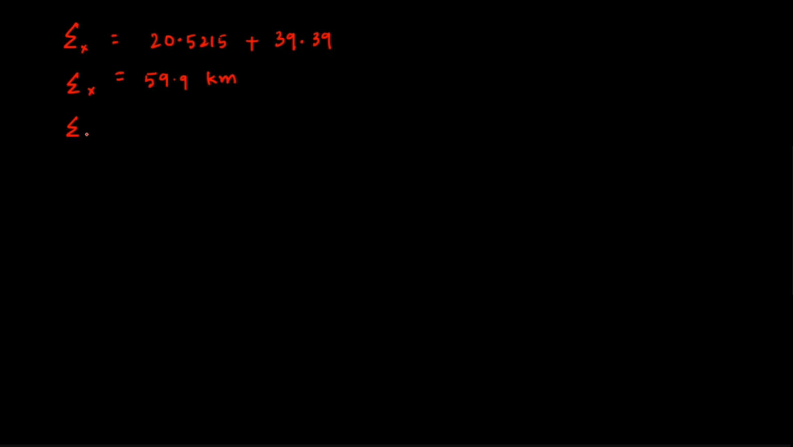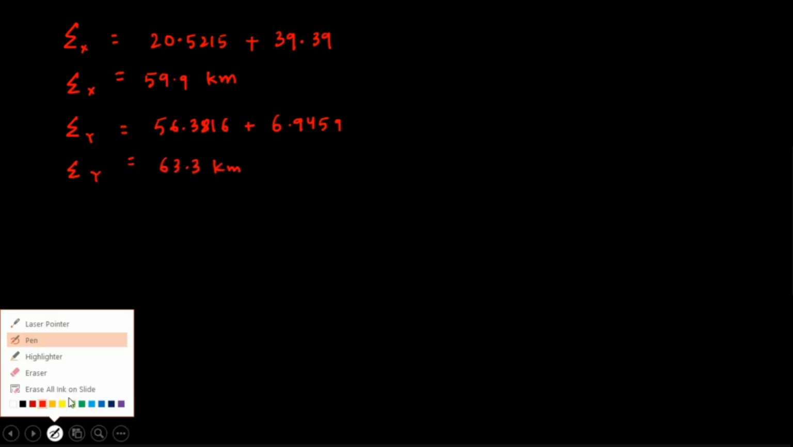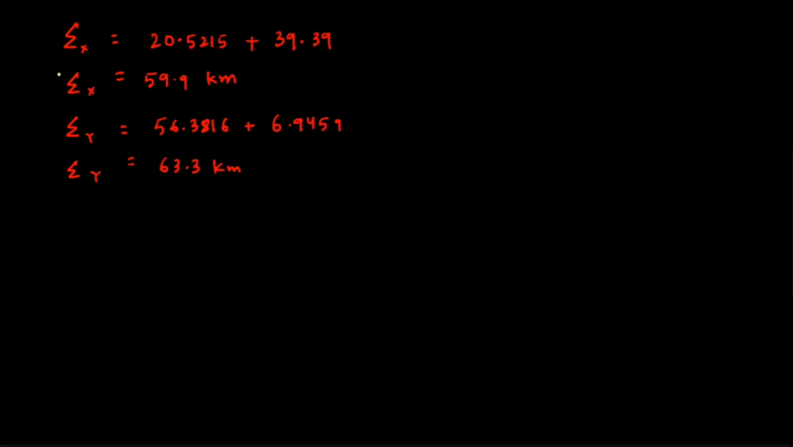Similarly, we'll find the same along the y-axis, and it is going to be 56.3816 plus 6.9459. When we put the values, the summation along the y-axis is going to be 63.3 kilometers. Now these values you can directly find using calculators, as calculators are allowed during the examination also. So you can do that.